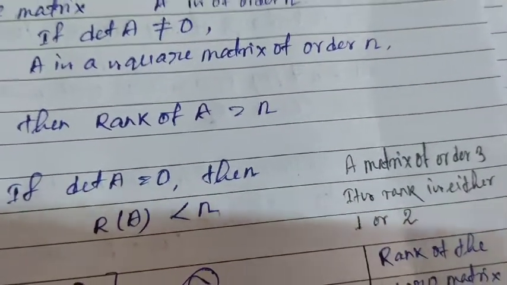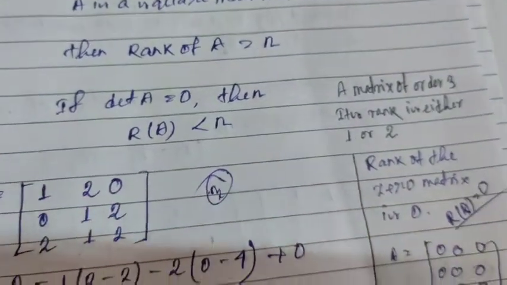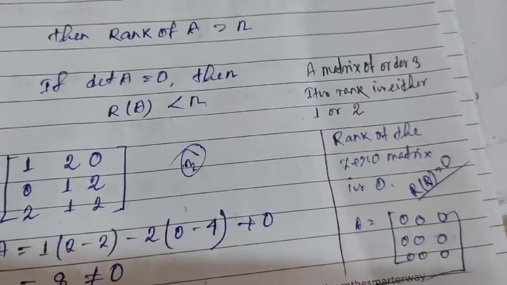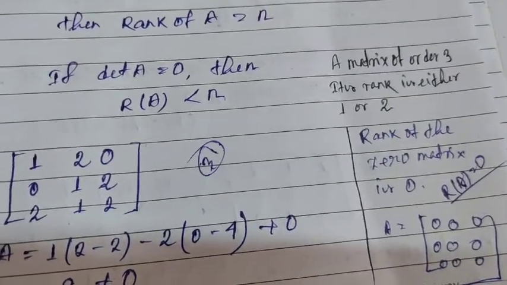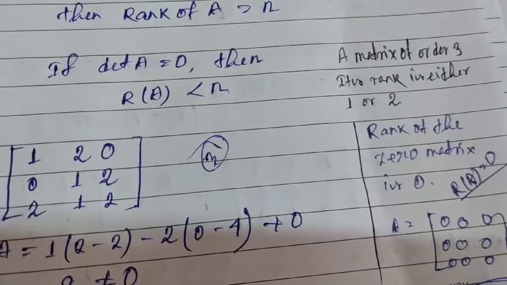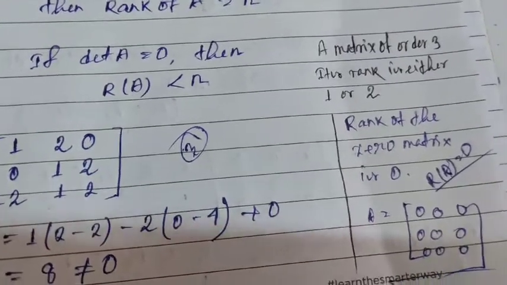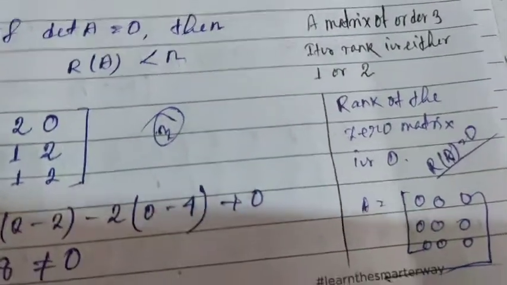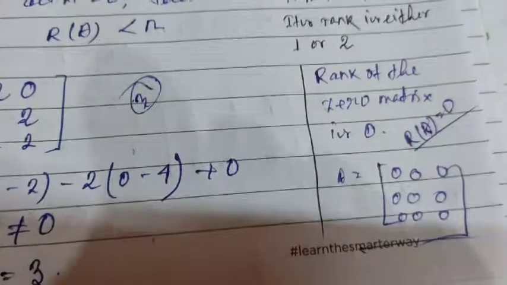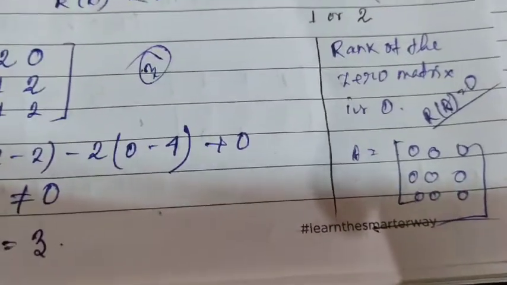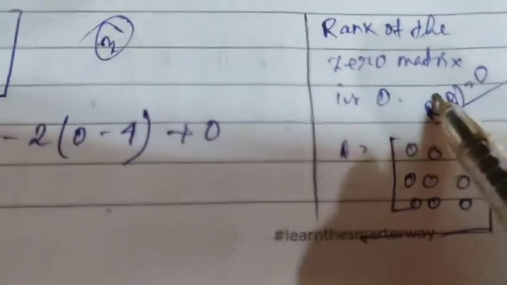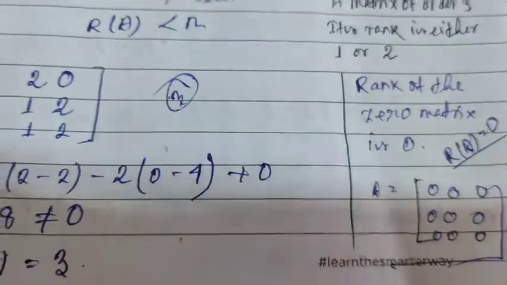Now, the question is, what is the rank of a zero matrix? A zero matrix is a matrix whose elements are all 0. So here we consider one zero matrix, and we see there are no non-zero rows, so the rank of this matrix is equal to 0.